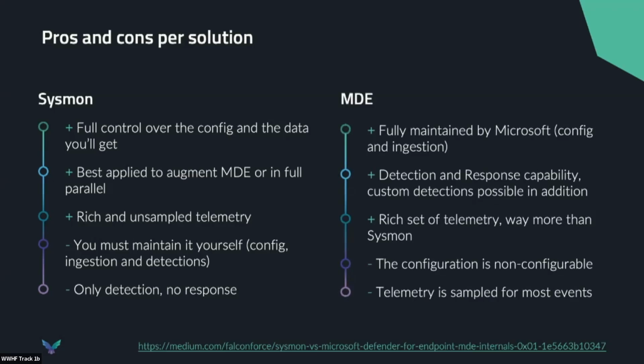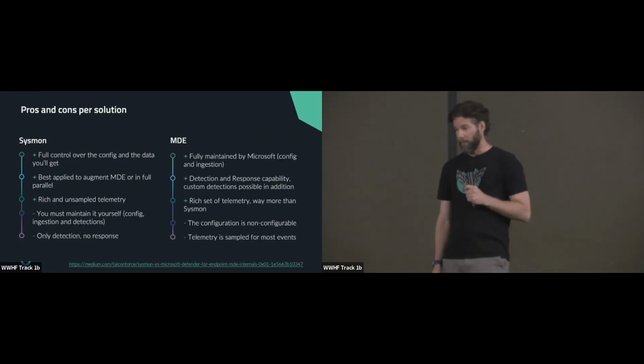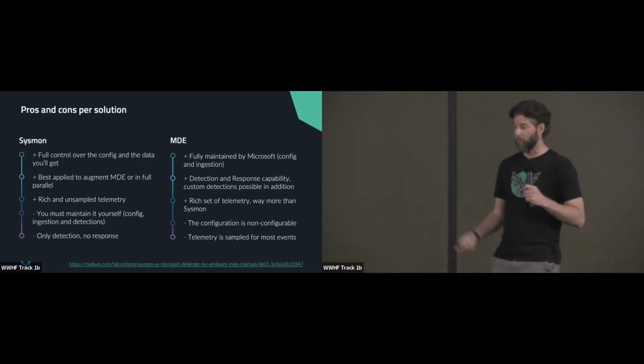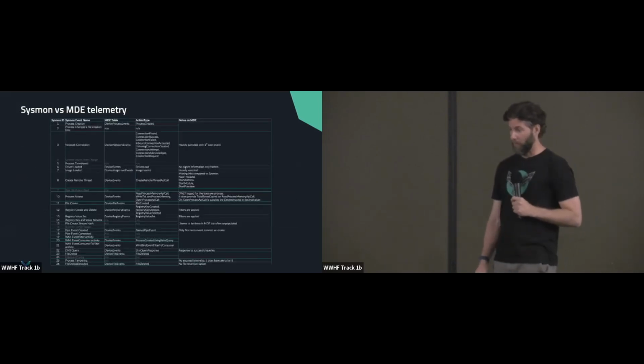And then on the flip side, MDE is fully maintained, which has also the downside that you can't influence it really. You can ask Microsoft to add it, and if they agree, they might do it, or sometimes probably will do it, depending on how useful it is. The telemetry set is actually a lot richer, and it has a response capability. So you can also tell it to kill something, or at least isolate a box. Downside, probably the biggest one for me, is that the telemetry is sampled. So a lot of it you can't do. You can't do beaconing detection, for instance, if you would want to do it on your endpoints. For now, they're working on something else, but for now it's not there.